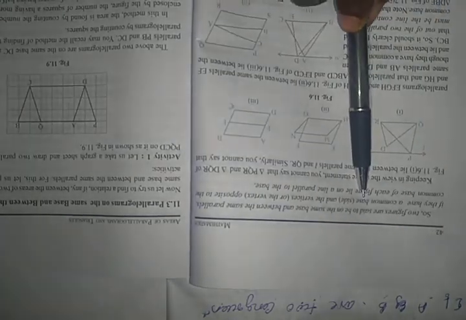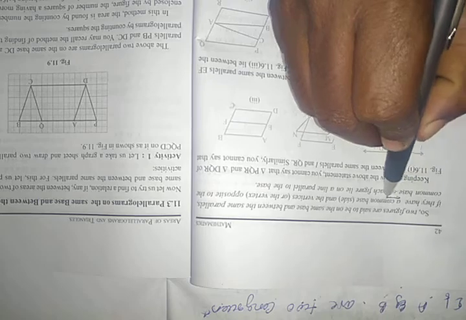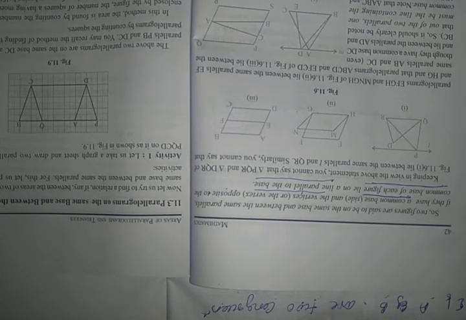Let us see the definition. Two figures are said to be on the same base and in between the same parallels if they have a common base, very important, and the vertices opposite to the common base of each figure lie on a line parallel to the base, very important. So that is what is meant by figures on the same base and in between the same parallels.